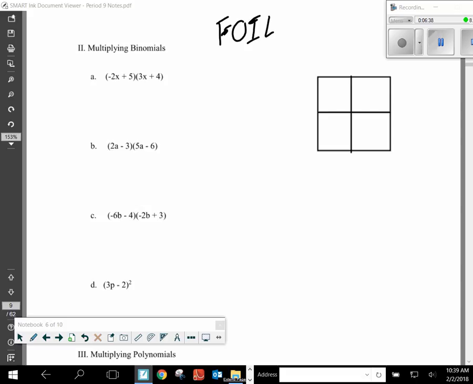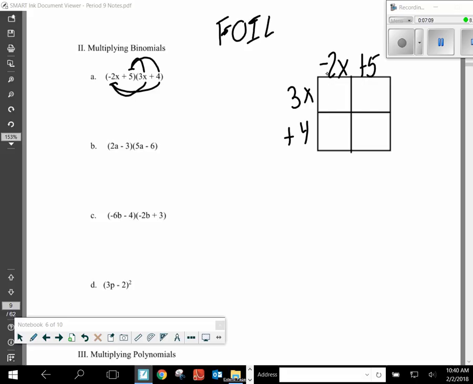We actually have to distribute twice. We're going to take this negative 2x and distribute it to the 3x and the 4. And then we're going to take the 5 and distribute it to the 3x and the 4. So it just gets confusing trying to keep track of everything. So I like using this box I have over here. I put one binomial on the top, including the sign. And then I put the other binomial going vertically with the sign. And now I've made a little multiplication matrix, and it makes everything very easy and lined up and organized.